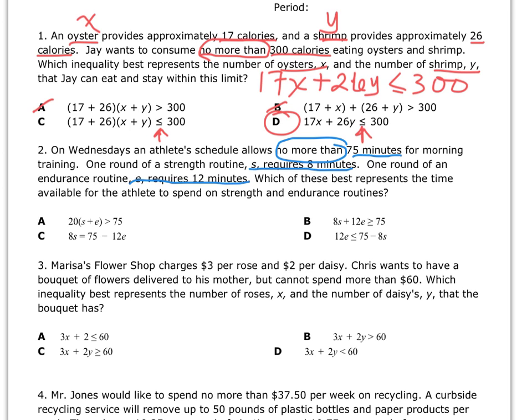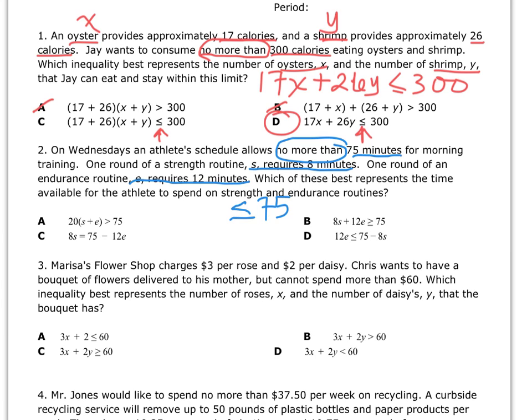So let's talk about that no more than first. If it's no more than, is the total going to be greater than or less than 75? It's going to be less than, because he spends no more, right? So his total is less than, can it be equal to? Yeah. Or equal to 75.